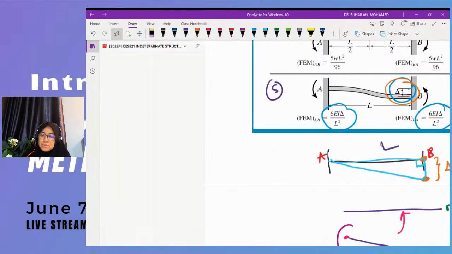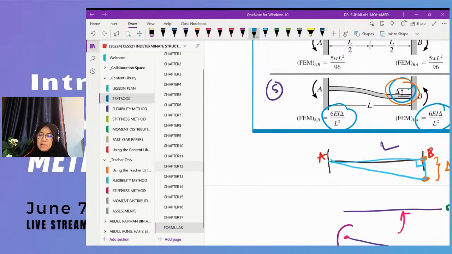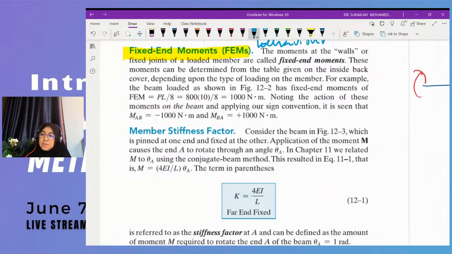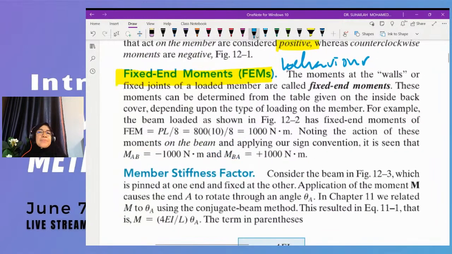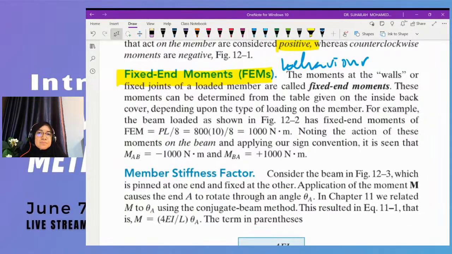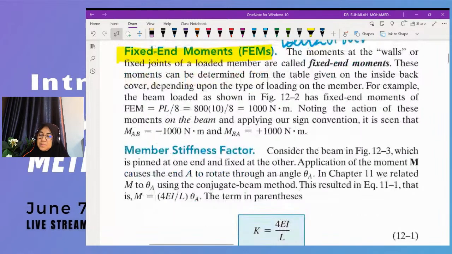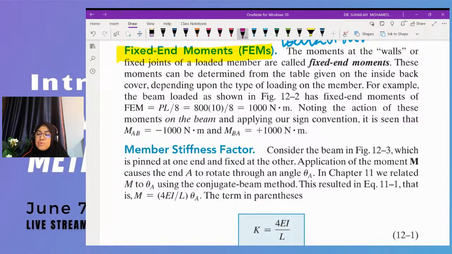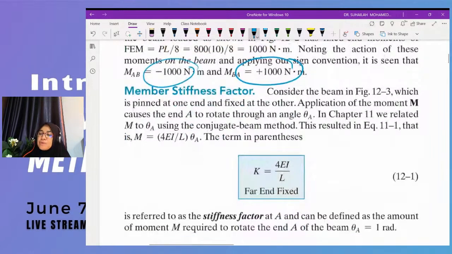Okay, we move back to chapter 12 just now, fixed end moment. Due to loading, one will be negative and one will be positive, opposite. If we apply fixed end moment due to support settlement, both have the same sign. Okay, we move to the next one, member stiffness factor.